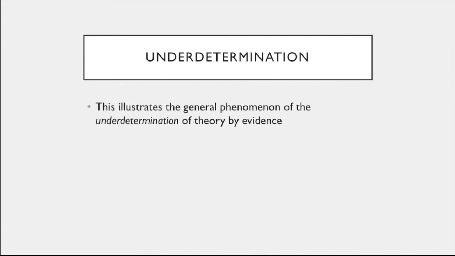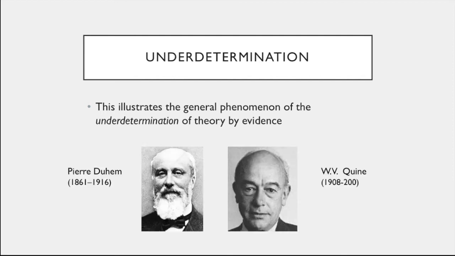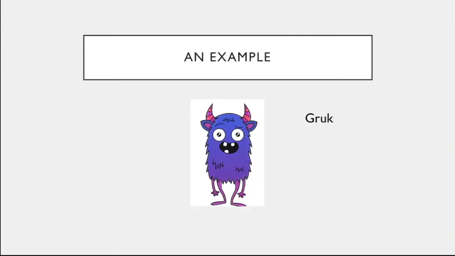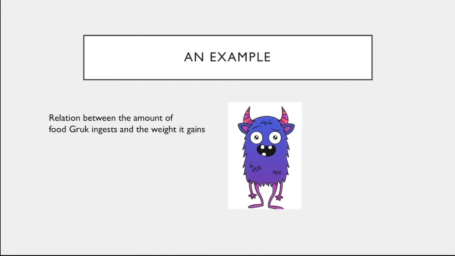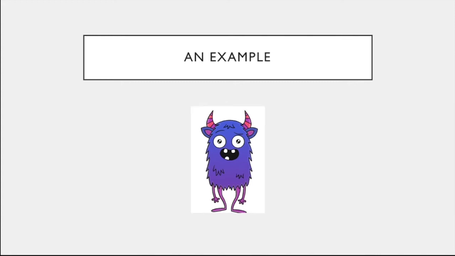This illustrates the general phenomenon of the underdetermination of theory by evidence, which is a view mostly associated with the French physicist Pierre Duhem and the American philosopher W.V. Quine. To visualize this, imagine that you have a very special pet named Grok, who eats a lot and has a very strange metabolism. You want to know, in the case of Grok, what the relation is between the amount of food ingested and the weight gained. Thus, on a series of days, you feed it different amounts of food, measured in kilograms, and at the end of the day, you measure how much weight it gained in terms of grams.